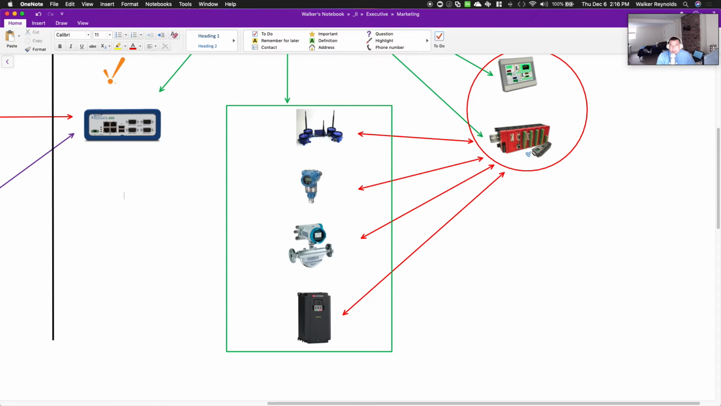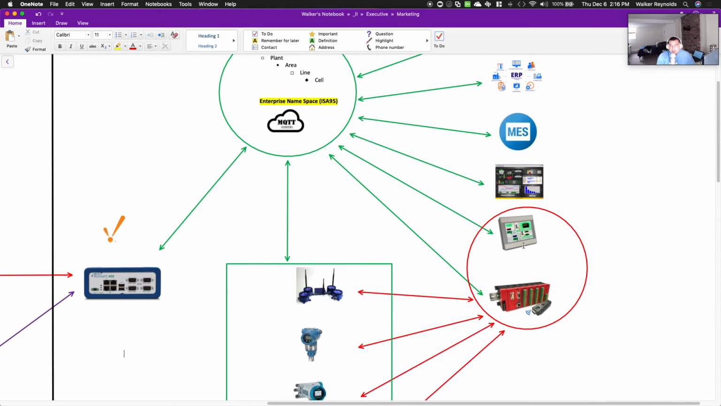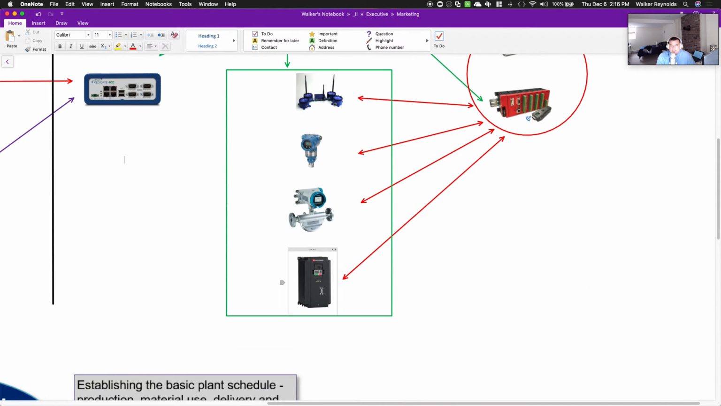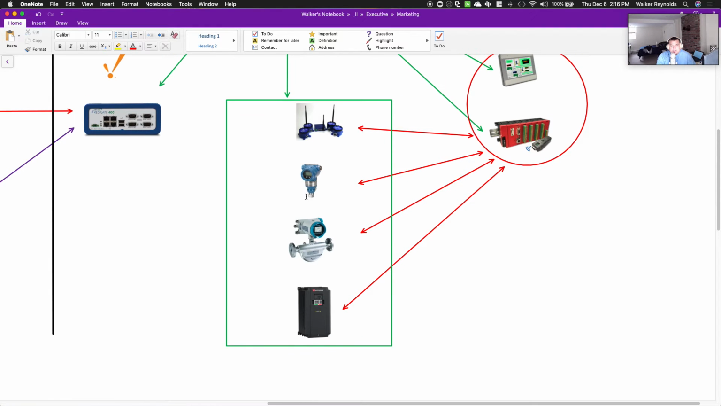But we're going to use an IIoT PLC. Now we refer to everything as edge devices. Okay, so a VFD is an edge device. A Coriolis meter is an edge device. A flow transmitter is an edge device. These are the BMB SmartWorks devices.